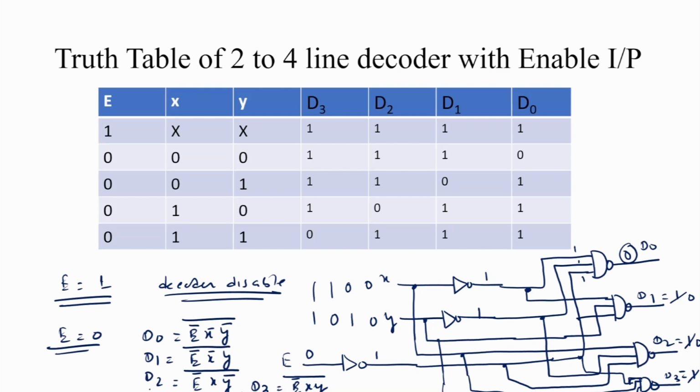This is the logic circuit diagram of a 2 to 4 line decoder with enable input. In this case, one of the output lines has value 0 and the rest of the output lines are 1. When the enable input is 1, then whatever the value of the input lines X, Y, the output lines are always 1 1 1 1, and that is the situation where the decoder is not functional.